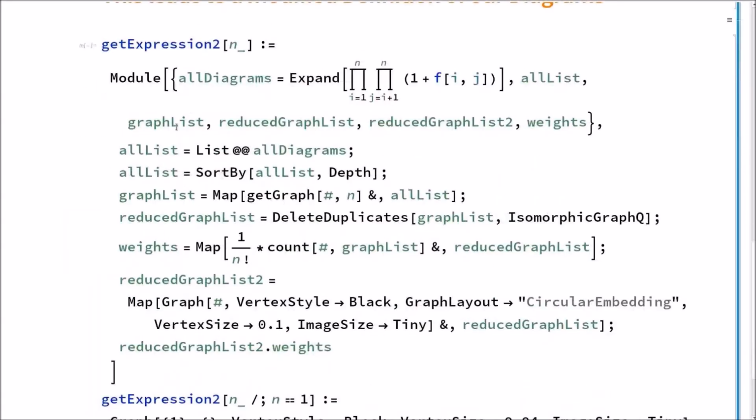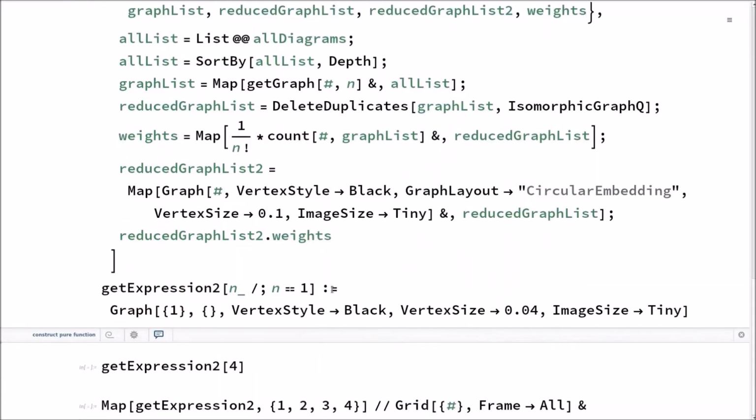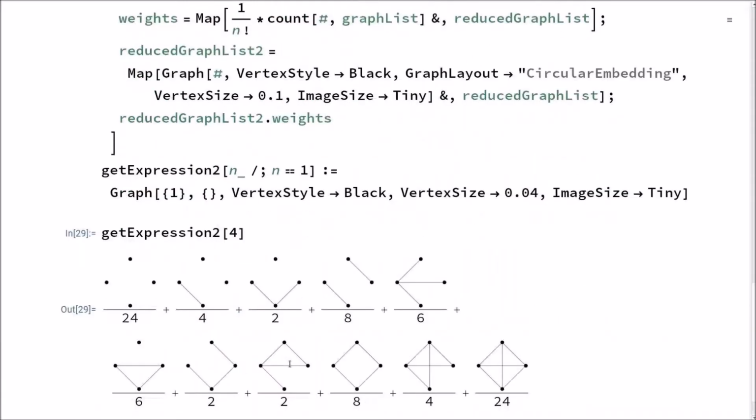This is the function as defined above, so this get expression. But what changed is that here we are dividing by n factorial, so the weight is divided by n factorial, and the vertex style is black. And we choose now a different embedding of these graphs, and in that way it's a little bit nicer drawn in lower order. Otherwise it's nearly the same as above. So we can evaluate this function, and we can see what changes in this expression.